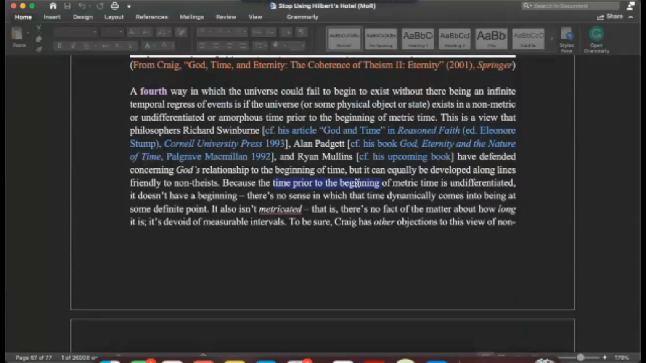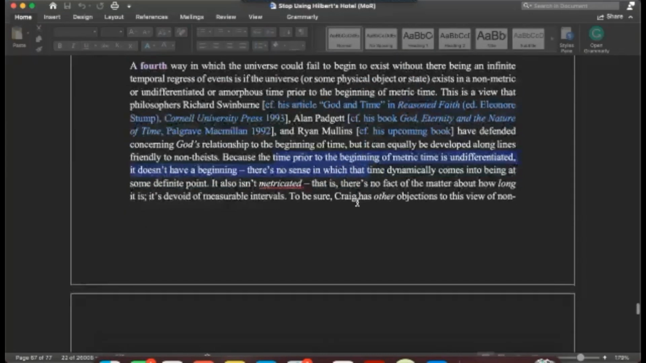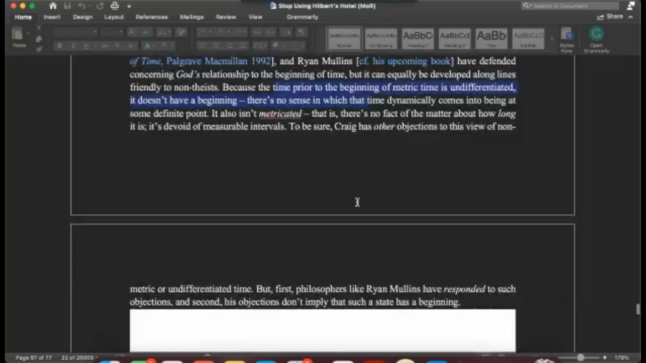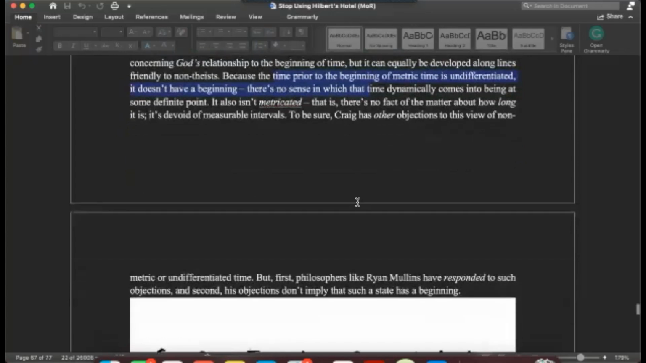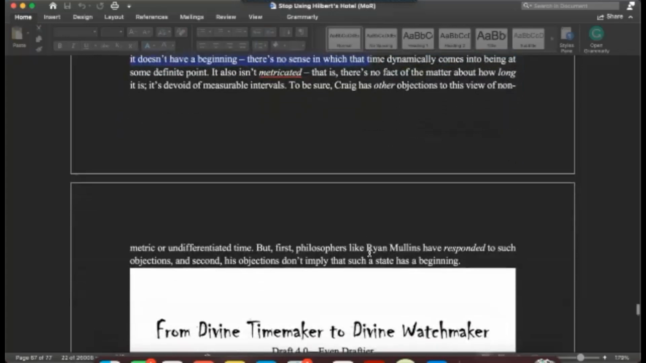Because the time prior to the beginning of metric time is undifferentiated, it doesn't have a beginning. There's no sense in which that time dynamically comes into being at some definite point. It also isn't metricated. That is, there's no fact of the matter about how long it is. It's devoid of measurable intervals. To be sure, right, Craig has other objections to this view of non-metric or undifferentiated time. But first, philosophers like Ryan Mullins have responded to such objections. And second, his objections don't actually imply, which is relevant for present purposes, that such a state has a beginning.